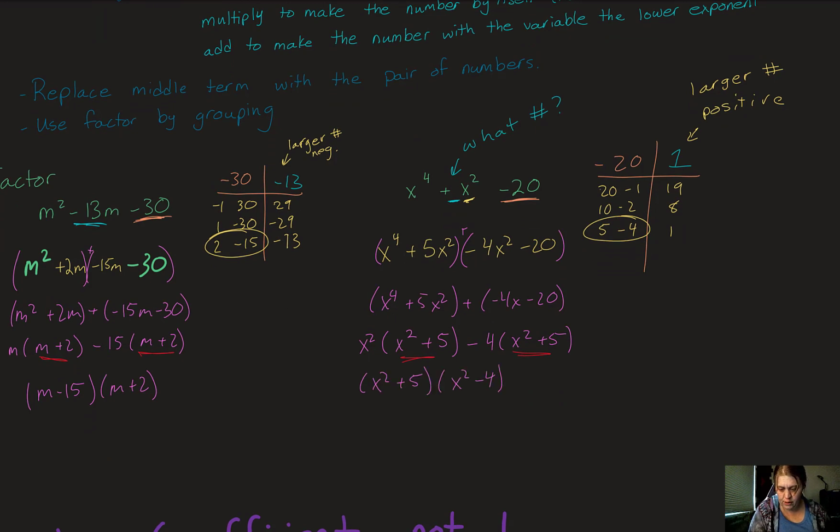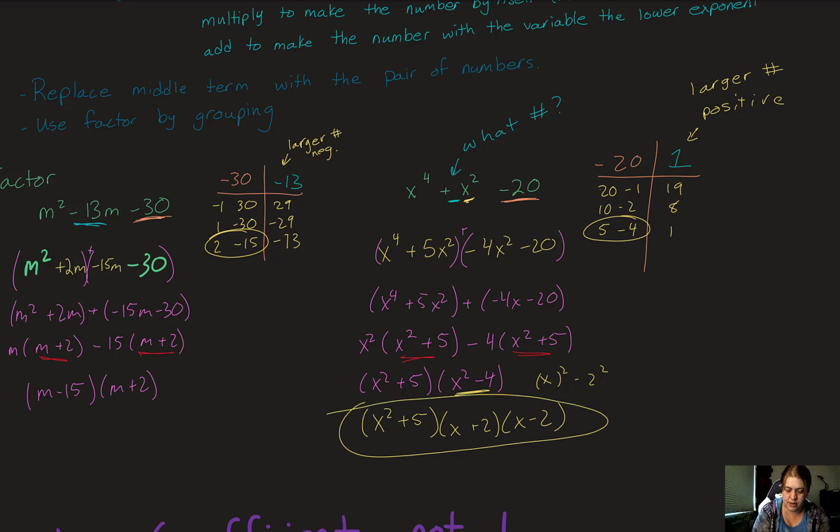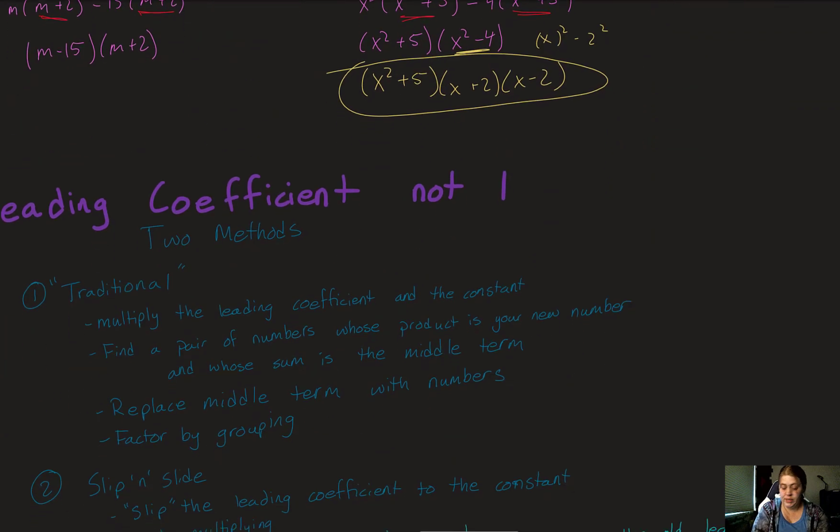x squared minus 4. But I'm not done. Whenever you have extra things going on with your quadratic, you always need to ask yourself, can I factor this again? This is a binomial with a plus sign, so no. But this is a binomial with a subtraction sign, so it might be a difference of squares. In this case, it actually is. So this is x squared minus 2 squared. So this is x plus 2, x minus 2, and there's our final answer for that one.